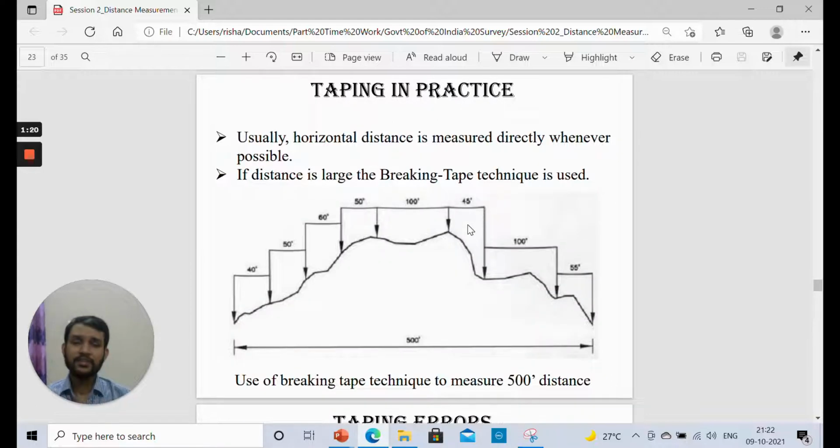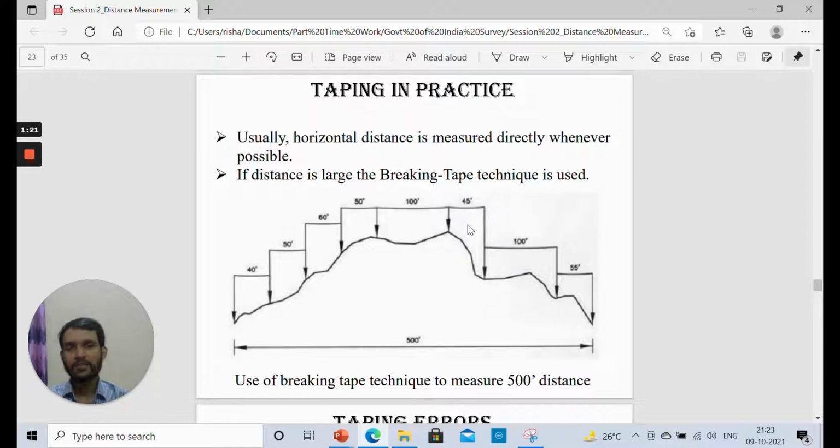Now next, this is the break tape technique. This is also important. What happens when we are trying to calculate the distance between 2 points which are located very far apart? We can't calculate the entire horizontal distance at once. So what we do, we start from the initial point, and then from A to B, B to C, C to D, we try to calculate the horizontal distance in parts, using any of the techniques that we have studied up till now, whichever is suitable at the site. We just tend to locate 2 points and try to find the horizontal distance between them.